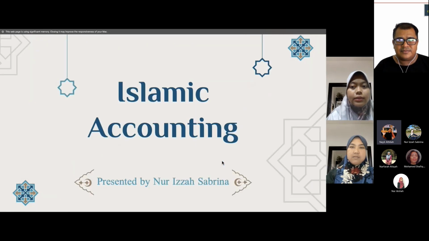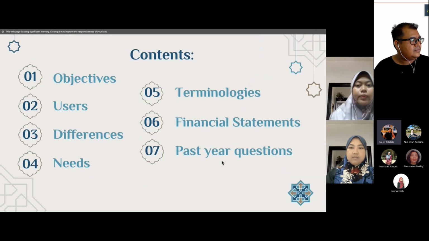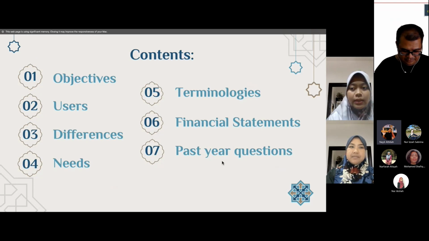For Islamic accounting, this topic will be presented by me, and Nila Atila will be presenting on the next topic, which is Zakat later. Contents that I'm going to cover for Islamic accounting include the Islamic accounting objective itself, the uses, the differences between conventional and Islamic accounting, needs for Islamic accounting, common terminologies, financial statements, and lastly the past situations on this topic.